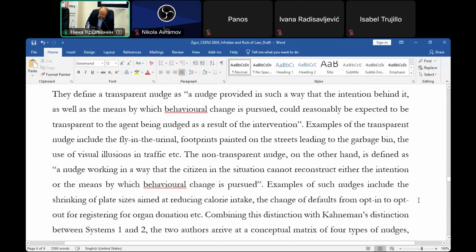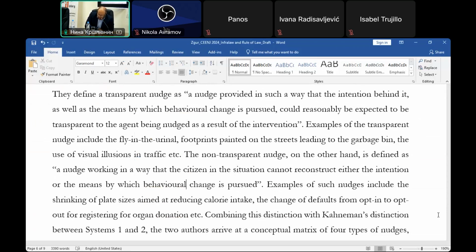Now, they define a transparent nudge as a nudge provided in such a way that the intention behind it, as well as the means by which behavioral change is pursued, can reasonably be expected to be transparent to the agent being nudged as a result of the intervention. Examples of transparent nudges include the fly in the urinal, footprints painted on the streets leading to the garbage bin, the use of visual illusions in traffic, and so on.